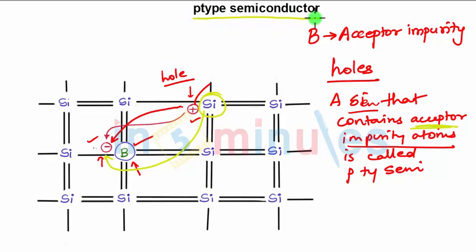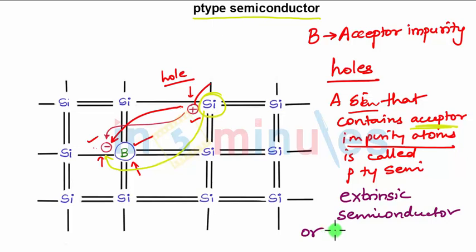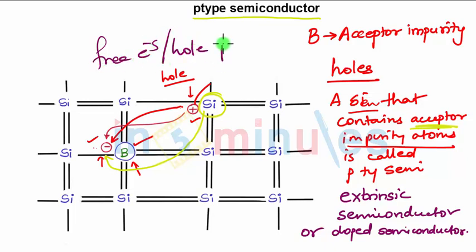Now the materials containing impurities are called extrinsic semiconductors or doped semiconductors. So when we add impurities, it generates types of semiconductors called extrinsic semiconductors, or the other name, doped semiconductors. Why do we go for doping? In order to increase the number of free electron or hole pairs. In order to increase free electrons, we go for a donor impurity. In order to increase holes, we go for an acceptor impurity. This is how we generate free electrons and holes.